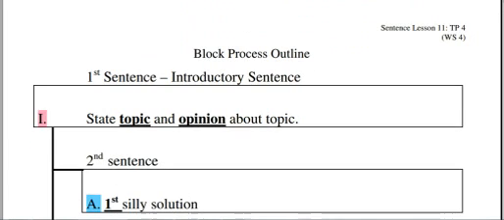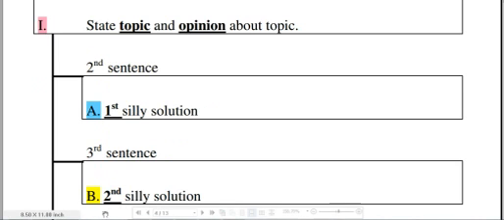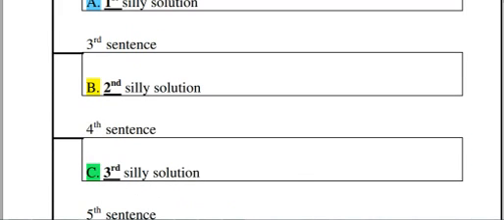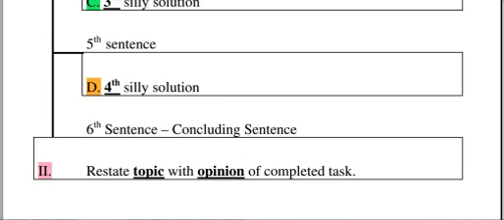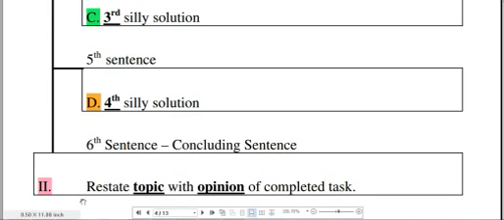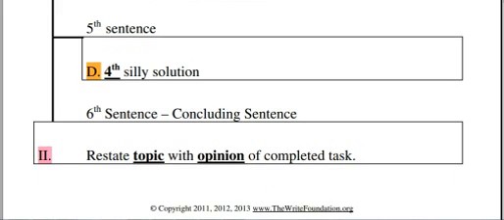Okay, on the second sentence where it says A, that's where you're going to write first silly solution and highlight A blue. B is yellow. It's the second silly solution. C is green. It's the third silly solution. D is orange. It's the fourth silly solution. And then Roman numeral 2 is pink. You are to restate your topic with an opinion of the completed task. So go ahead and make sure that all 3 of your outlines are highlighted this way.